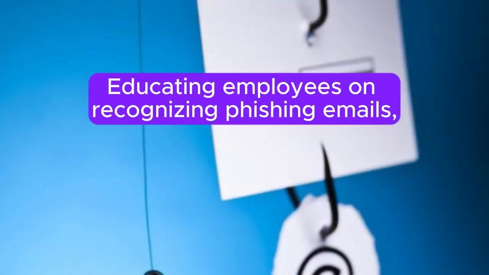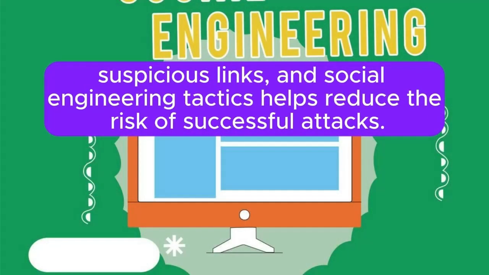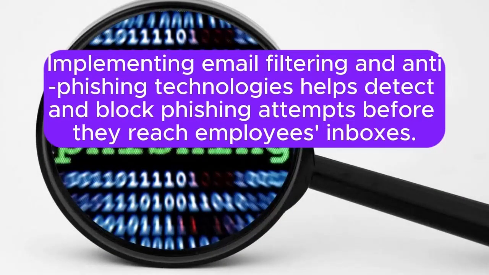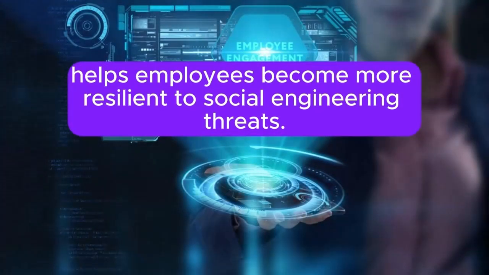Educating employees on recognizing phishing emails, suspicious links, and social engineering tactics helps reduce the risk of successful attacks. Implementing email filtering and anti-phishing technologies helps detect and block phishing attempts before they reach employees' inboxes. Encouraging a culture of skepticism and promoting a think-before-you-click mindset helps employees become more resilient to social engineering threats.